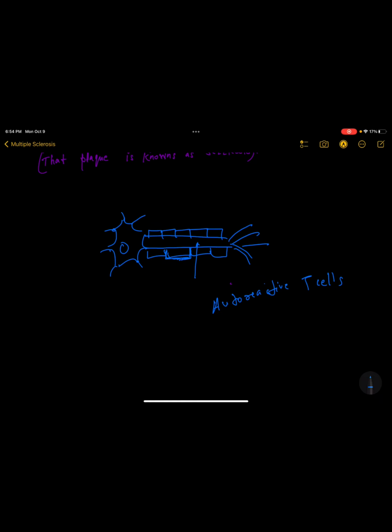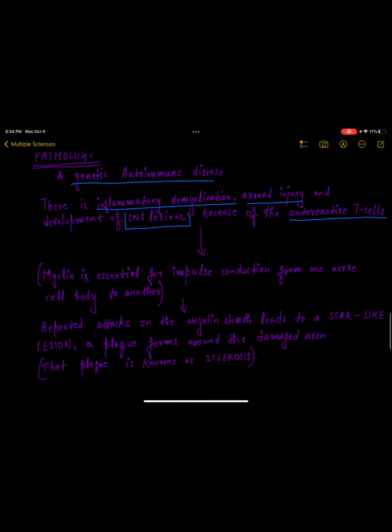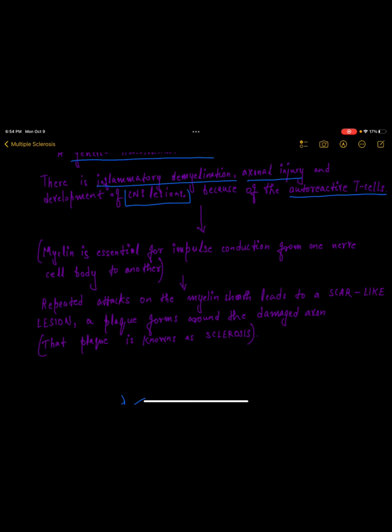So this is known as inflammatory demyelination due to repeated axonal injury. And this inflammatory demyelination is causing all the CNS lesions. This myelin is essential for impulse conduction from one nerve cell body to another. This is the normal function of the myelin sheath.